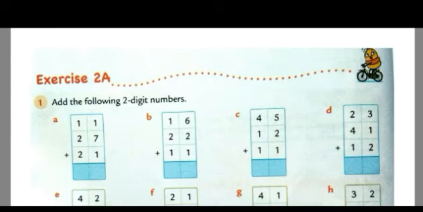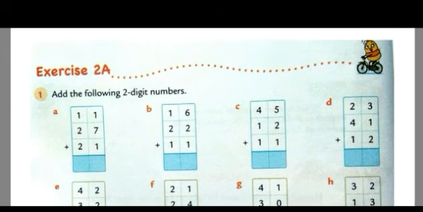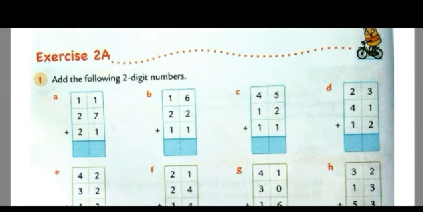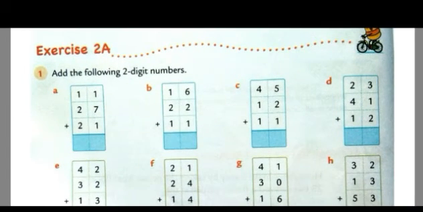So scholars, now we will move on to this exercise given here on page number 28. Exercise 2A. Scholars, hold a pencil in your hand. Add the following 2-digit numbers. So scholars, always remember, first arrange the numbers according to the place value and then start adding. But here the numbers are already arranged. We need to only add them.